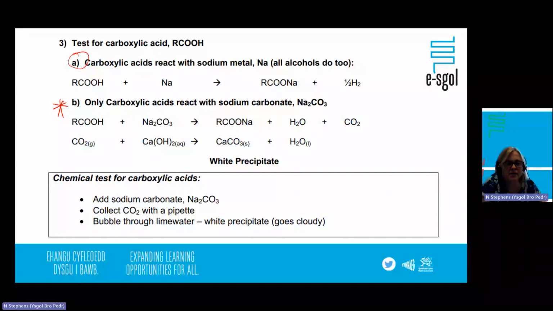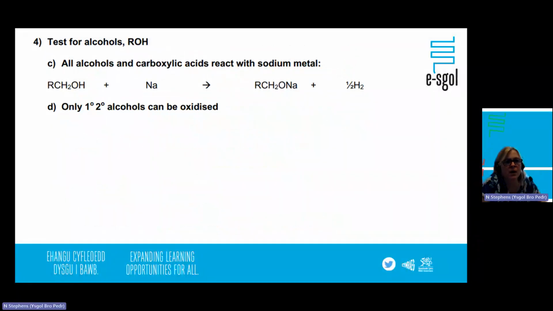Because sodium carbonate added to a carboxylic acid will liberate CO2 gas, and not all alcohols will, of course. Okay, you then, maybe as a final confirmatory test, simply bubble it through lime water, and you will get that white precipitation of calcium carbonate, so it goes cloudy, of course. Now, all alcohols, as well as carboxylic acids, react with sodium metal. So if it is positive for the test for sodium, but negative for the sodium carbonate, then you know that you're looking at an alcohol.